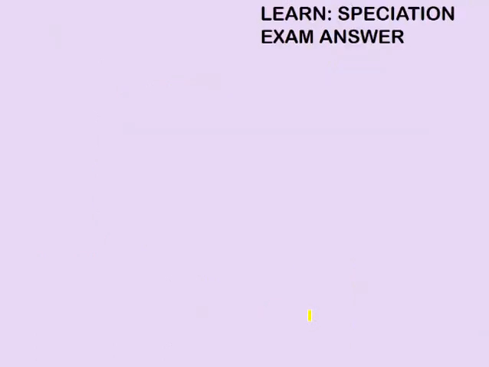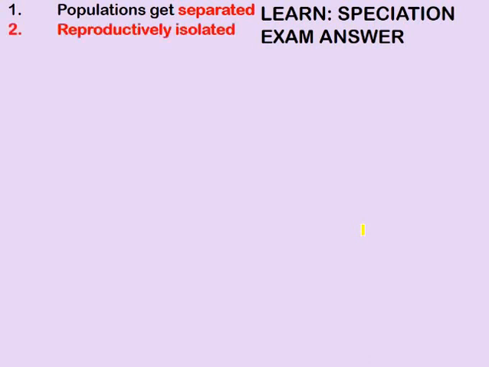Just like we saw with evolution, there is also an exam answer for speciation, and we always start with populations getting separated. Now that could be allopatric separation or sympatric. This separation causes them to become reproductively isolated. That means they cannot interbreed together. That's a third mark. If they cannot interbreed, the gene flow between the populations is reduced.